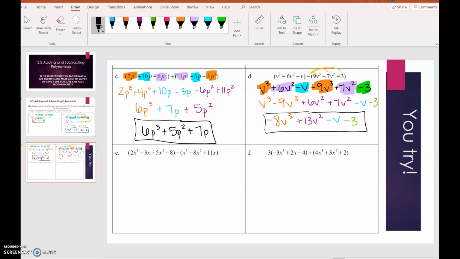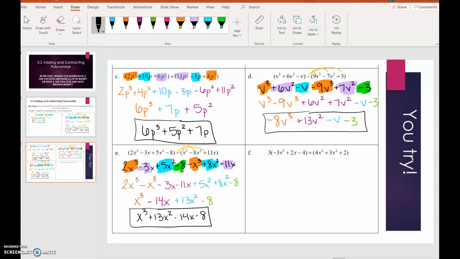Okay, I'm going to go ahead and just do this one really quick, and then you can check your answer. So here's E. Again, it wasn't in standard form the first way I did it, but then I rewrote it in standard form. And let's go ahead and take a look at the last one.